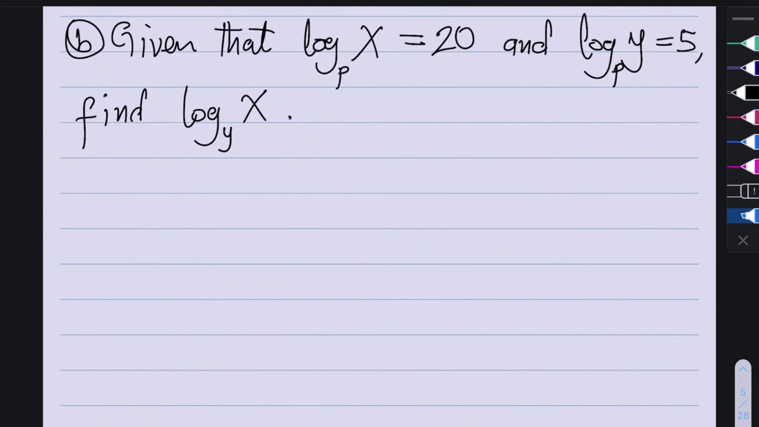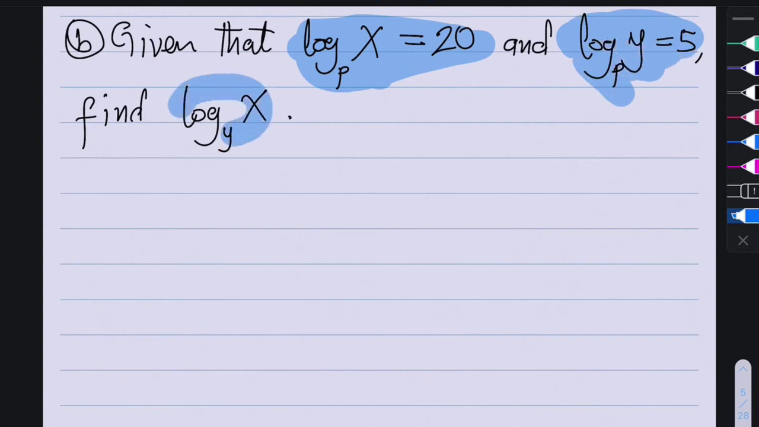Now it says, given this particular definition, okay, let's highlight it. This means 20, and this means 5. What do they want? They said to find this guy. All right, so they want us to find log x base y. The question is, do we know x? Nope, we do not. So we have to find x.